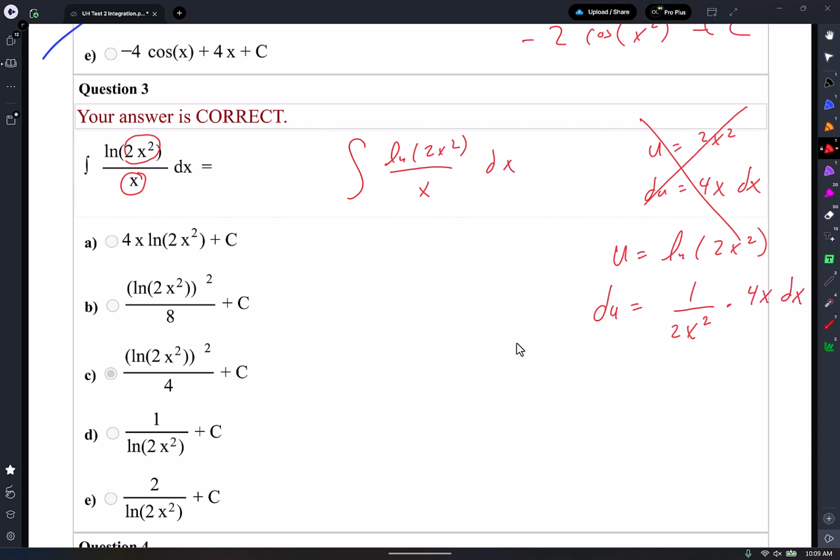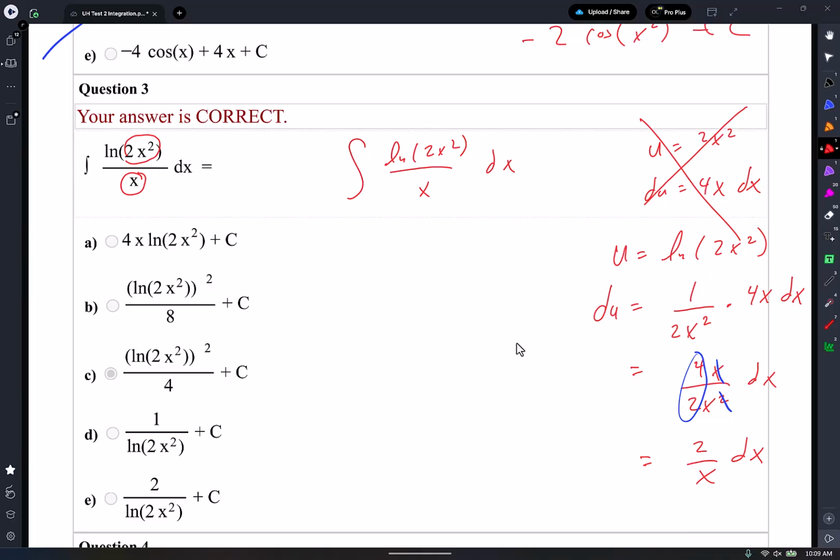4x, put the dx in there. I'm just doing algebra, guys. 4x over 2x squared dx. And I'll slow down. What's 4 divided by 2? Okay. And then I have an x on the top and 2 x's in the bottom. How many can I cancel? Yep. So here we go. That's what I have: 2 over x dx.